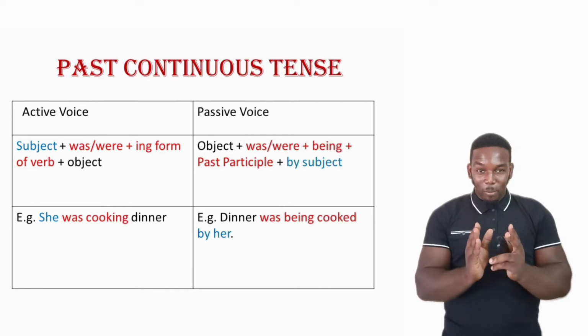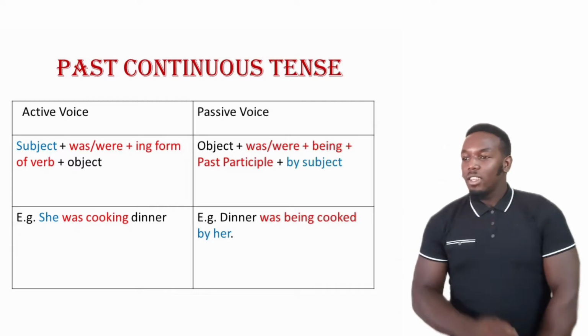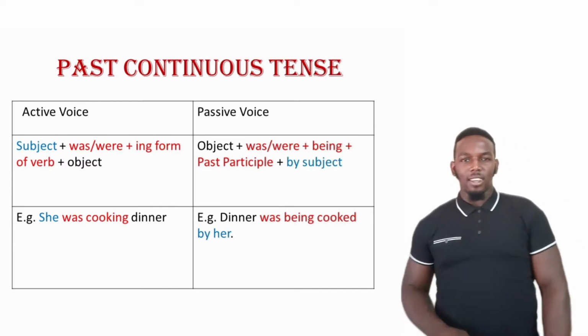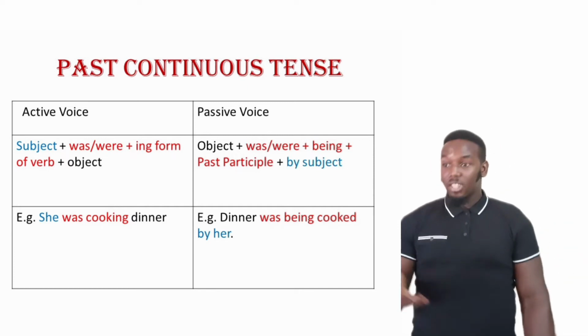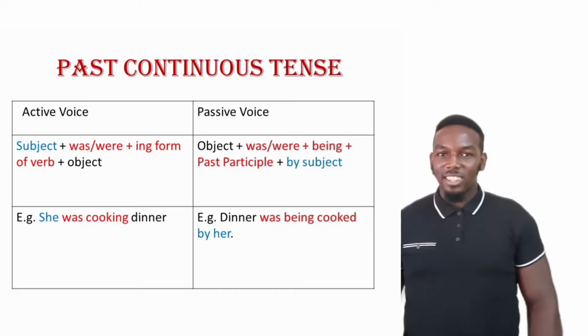Understood? Remember, if I'm moving too fast, just pause the video. So the example reads, she was cooking dinner. That's active. Now passive, dinner was being cooked by her. So we're getting the gist.